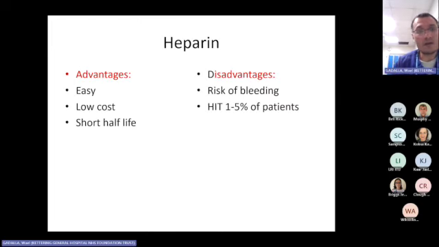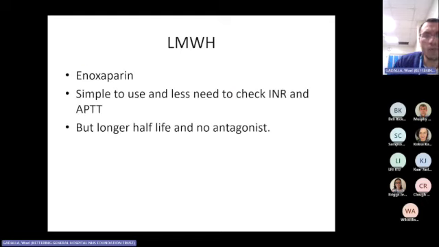If we talk about heparin, it's easy, low cost, and shorter half-life. However, higher risk of bleeding and also risk of heparin-induced thrombocytopenia in 1 to 5% of the population. Low molecular weight heparin, I did not see it used in patients in ICU, so it is enoxaparin, simple to use. You don't need to check INR or APTT. It has a longer half-life, and there is no available antagonist for enoxaparin.